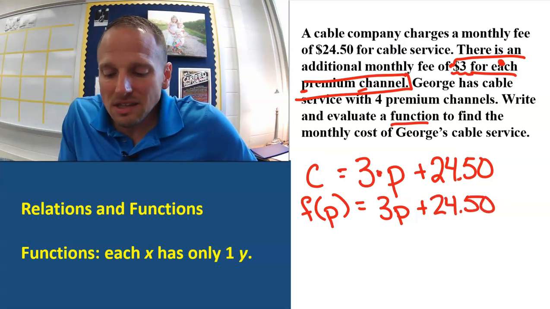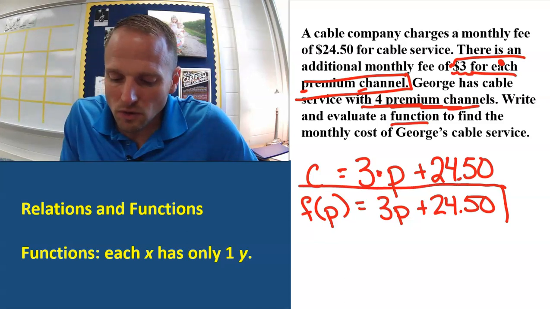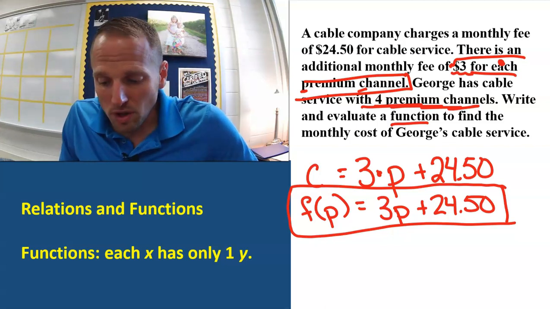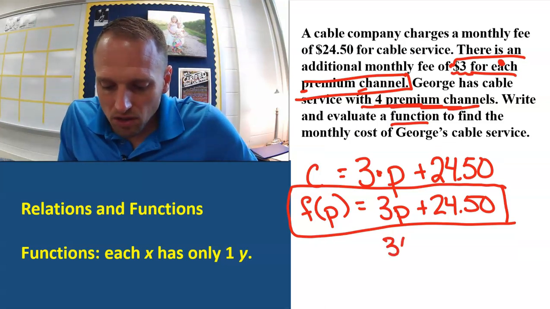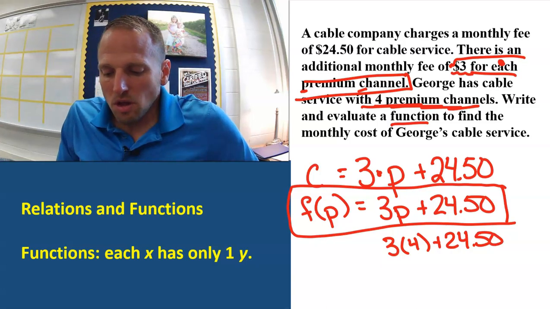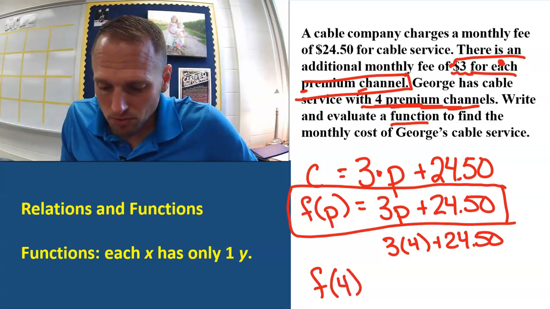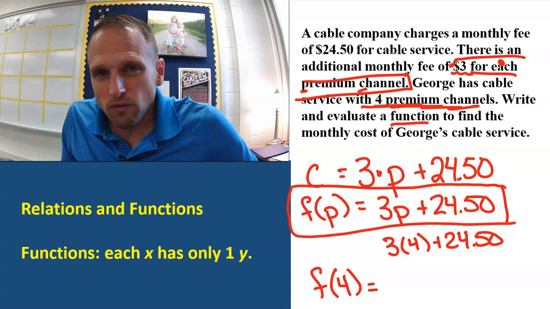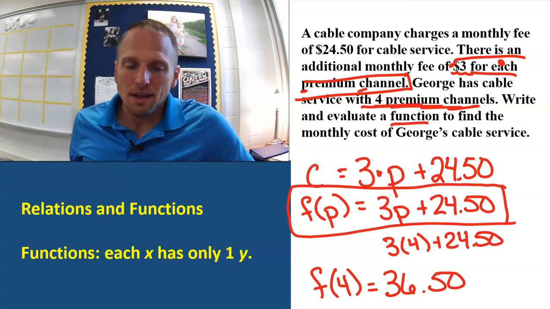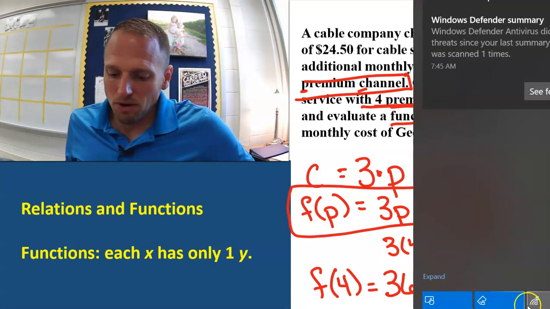Now, look back up here, it says that he has 4 premium channels. First of all, this is our answer to the first part, where it says to write a function. Now let's evaluate. It says he has 4 premium channels, so let's put 4 in for P. 3 times 4 plus $24.50. 3 times 4 is 12 plus $24.50. So f of 4 premium channels is going to be 12 plus $24.50, $36.50. That's what that's going to be. So that's it. Everything you need to know about functions. Well, maybe not everything you need to know about functions, but we're getting there.